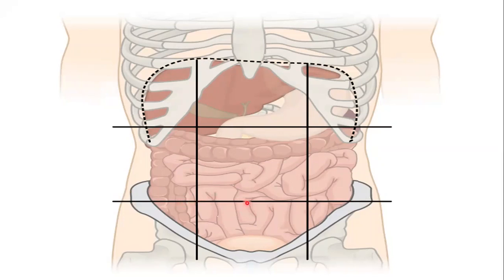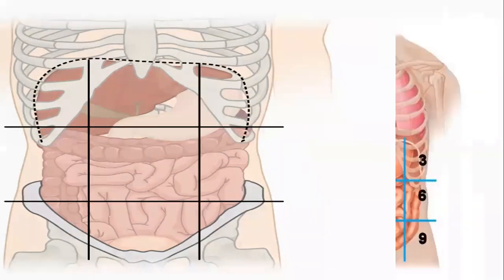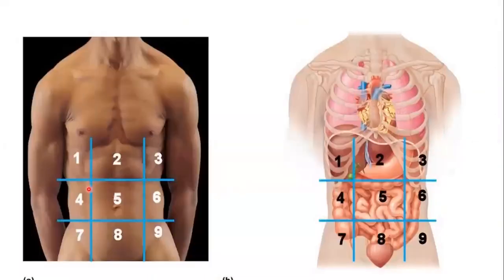Now let's talk about the vertical lines, the two vertical lines, right? Basically, the two vertical lines are the downward continuation of the midpoint of the clavicle. So somewhere here we have the midpoint of the clavicle. This is the mid-clavicular point. These are the mid-clavicular lines.